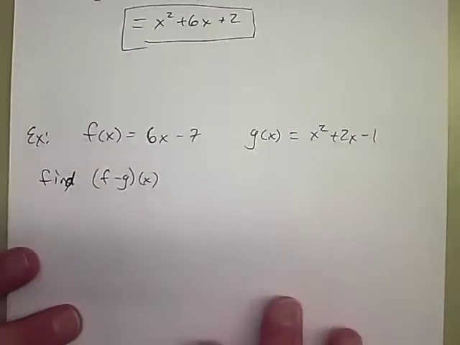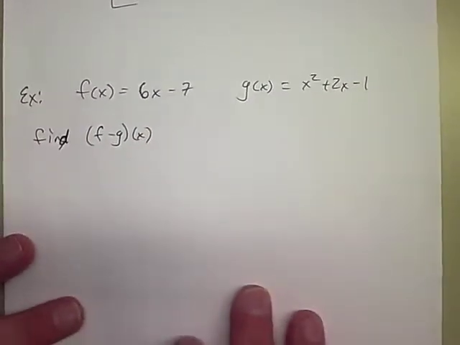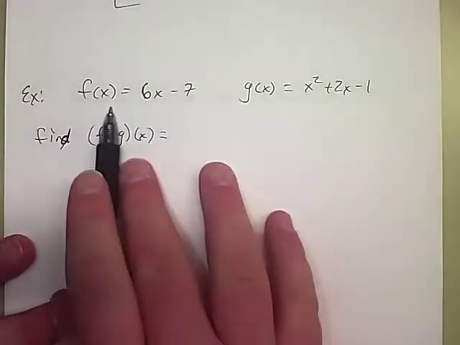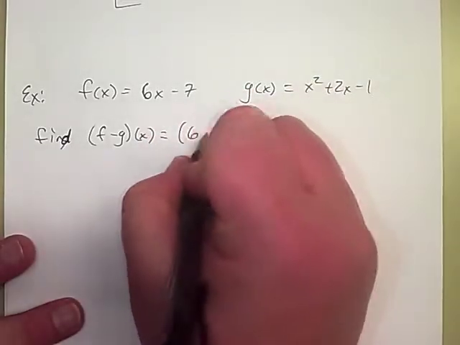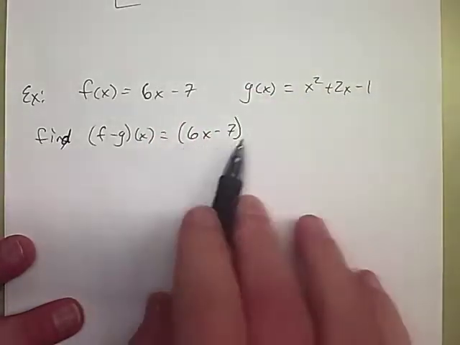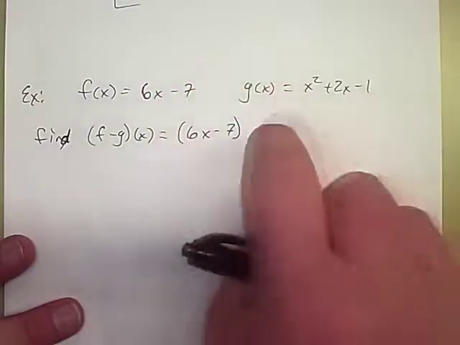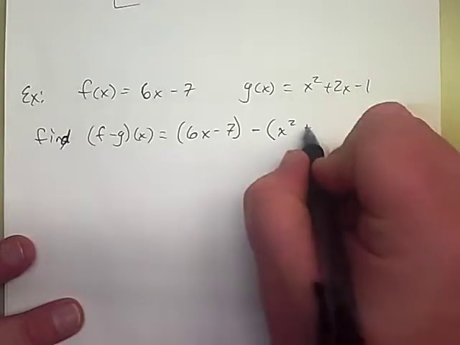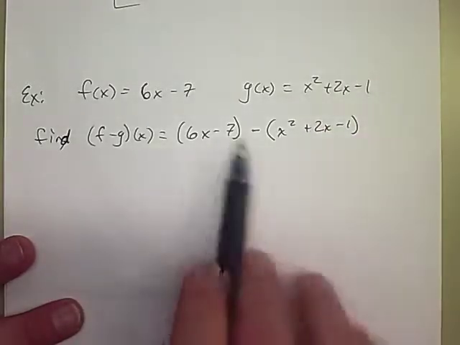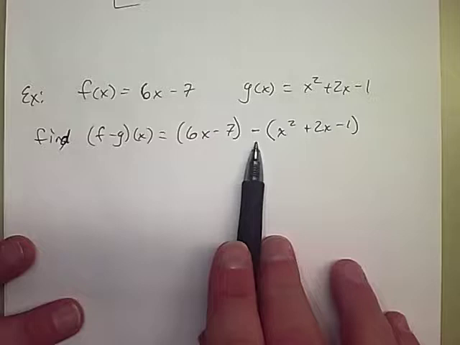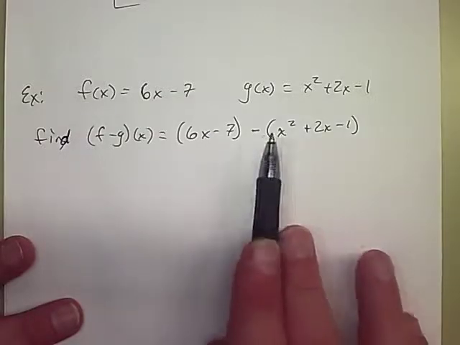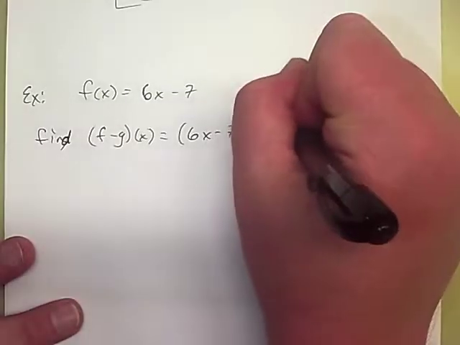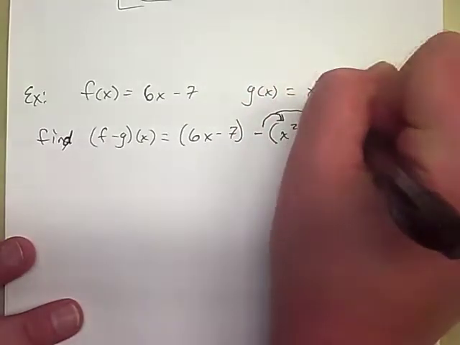Let's take a look at another example here. All right, so again, this is f of x minus g of x. Well, I'm going to start with f of x, which is 6x minus 7. You notice how I'm using my parentheses. This whole thing minus this whole thing, which we get negative x squared plus 2x minus 1. And now I'm subtracting. There are college students across the world that do not realize that I have to distribute this negative. So don't be that kid. You have to distribute the negative here.